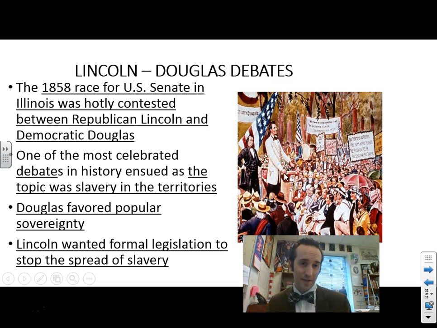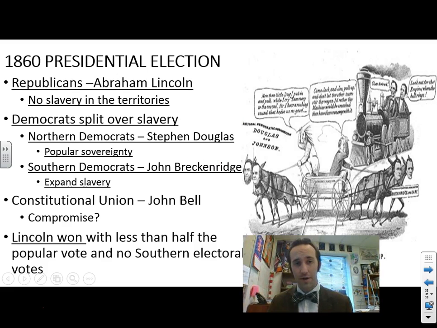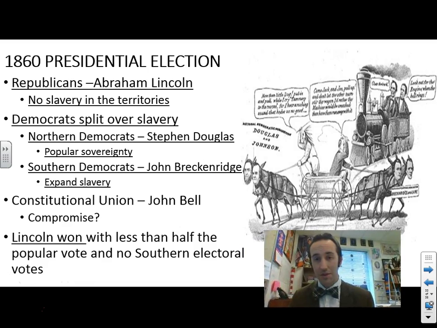Should it expand? Douglas, the Little Giant here, his big idea was popular sovereignty. Let the territories decide. And Lincoln kind of rejects the Supreme Court ruling and says, nope, we need to actually pass laws to stop the spread of slavery. And so very strong debates. In the end, Douglas still wins, but this allows Lincoln to become a rising star in the party and across America, leading to an election 2 years later.